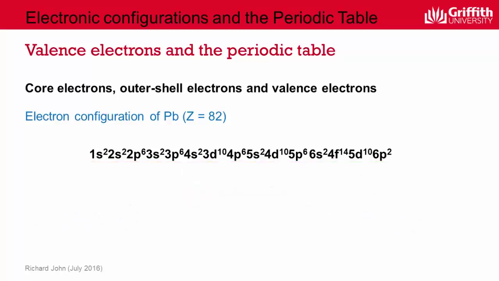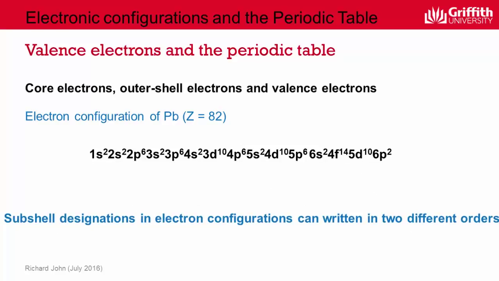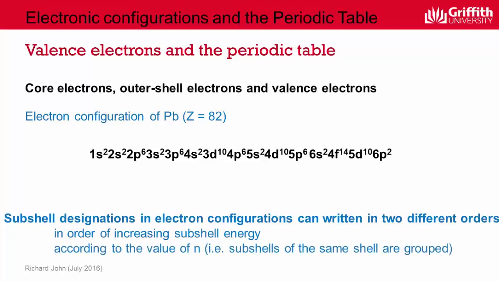Now it turns out that subshell designations in electron configurations can be written in two different ways, or using two different orders of subshell designations. The first involves writing the subshell designations in order of increasing energy, and this is the way we've represented it here at the moment. The second involves grouping the subshells within their designated shell or n value.